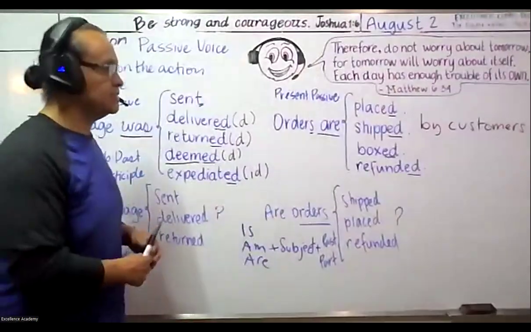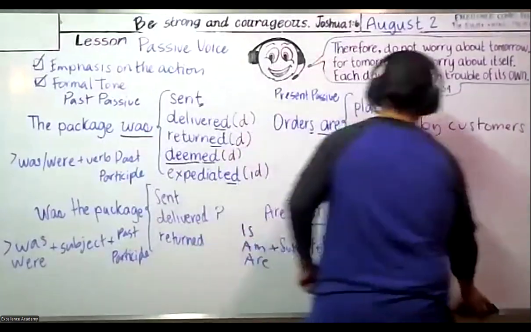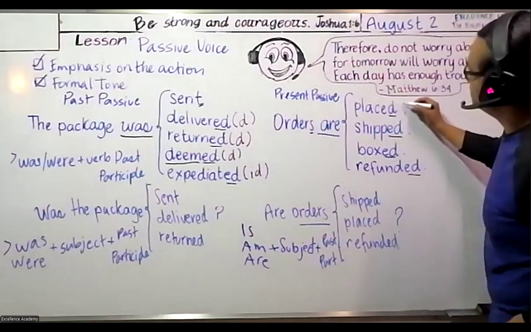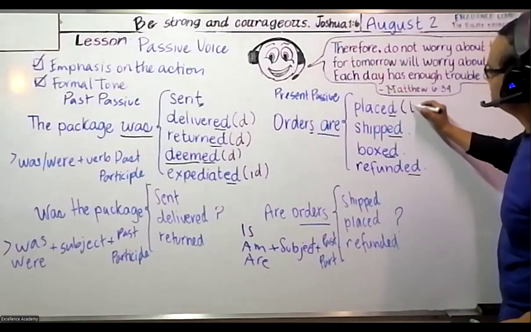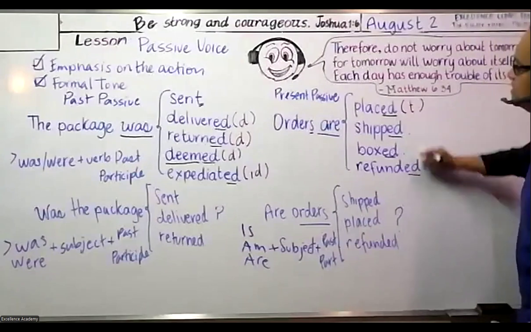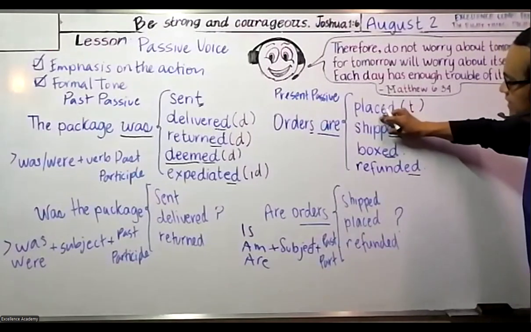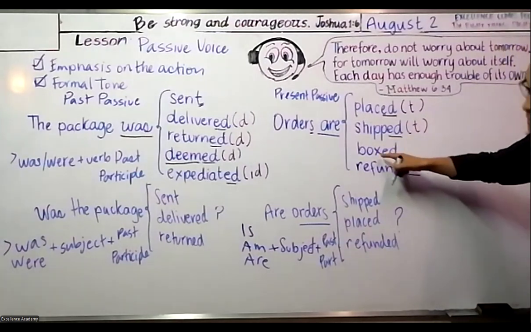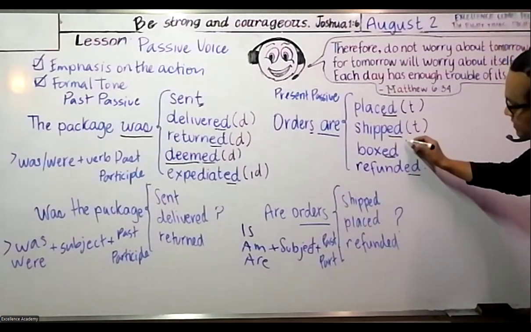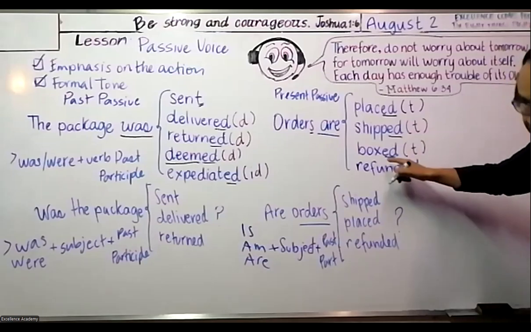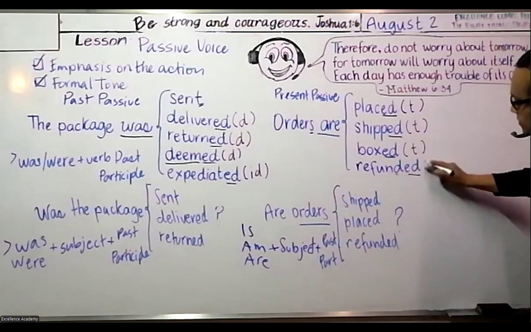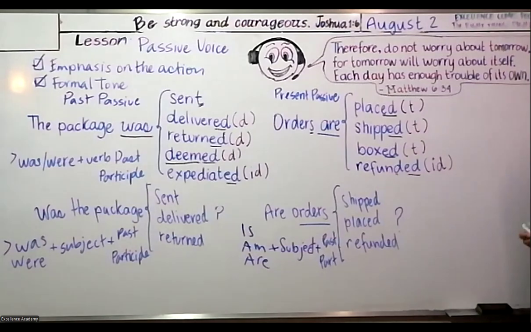Now let's go to the present tense. Here, we're going to pronounce these verbs. This is going to be pronounced with a T sound. So you're going to say placed, shipped. The letter P and the S sound are voiceless, remember? So they're pronounced with a T. Boxed, the letter X as well is voiceless, so it's pronounced with a T. We're not going to say boxed with a D. And refunded, the letter D here, by the rule, we need to add an extra syllable. So we'll say refunded. Okay?